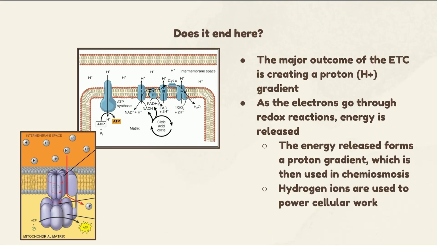Does it end here? Oxidative phosphorylation doesn't just end after the ETC. However, the results of the ETC help set up for the next process, chemiosmosis. While redox reactions take place in the protein complexes, energy is released. This energy allows for hydrogen ions to be pumped out into the intermembrane space through active transport, creating a proton gradient. There would be a higher concentration of hydrogen ions in the intermembrane space rather than the matrix. These hydrogen ions are then transported into the matrix through ATP synthase, allowing for the creation of ATP.